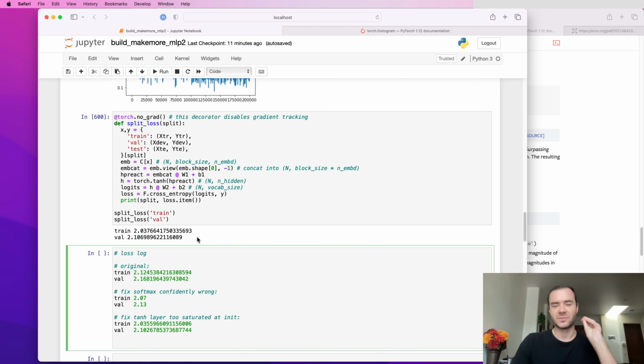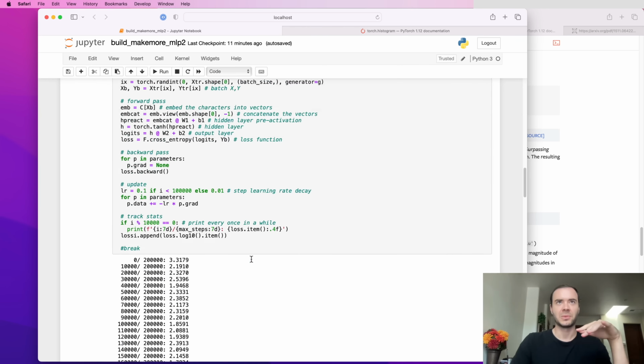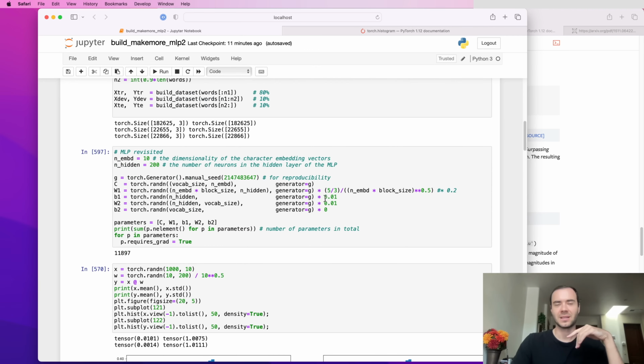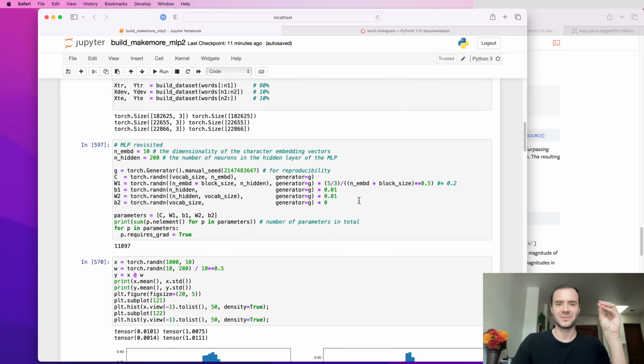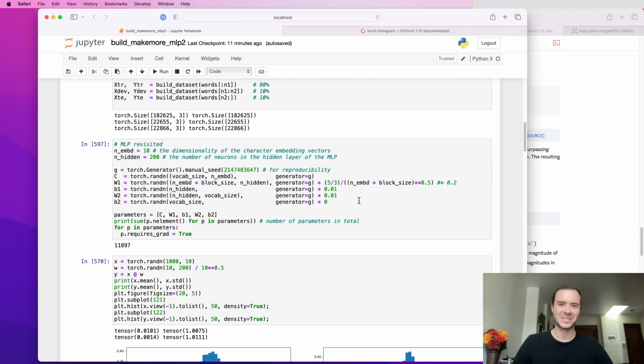But the big deal, of course, is we get to the same spot, but we did not have to introduce any magic numbers that we got from just looking at histograms and guess and checking. We have something that is semi-principled and will scale us to much bigger networks, and something that we can sort of use as a guide.